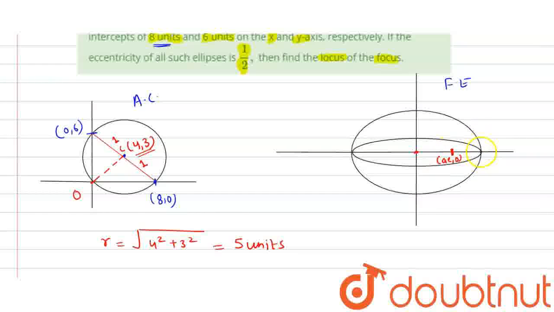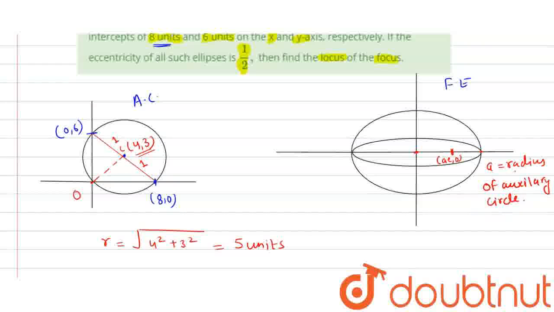Now this A is the intercept on the major axis. So what will it be equal to? It will be equal to the radius of the auxiliary circle. So A, denoted by A, is equal to the radius of the auxiliary circle. I will write it clearly here. Radius of auxiliary circle. It is the property of the auxiliary circle. Radius of auxiliary circle, which is equal to 5 units.